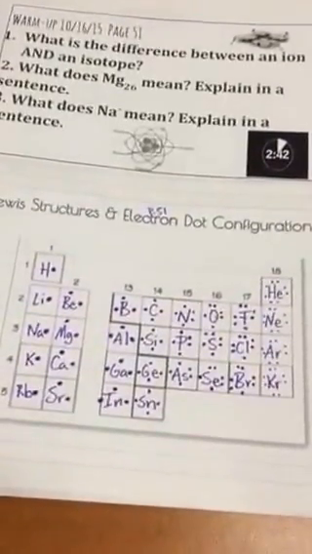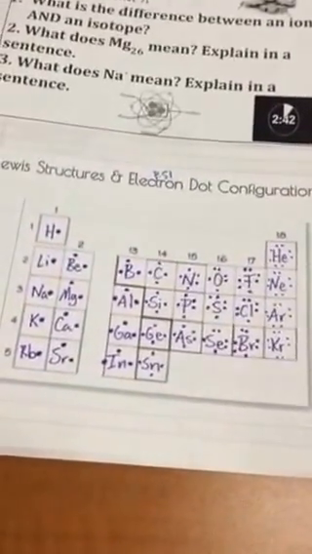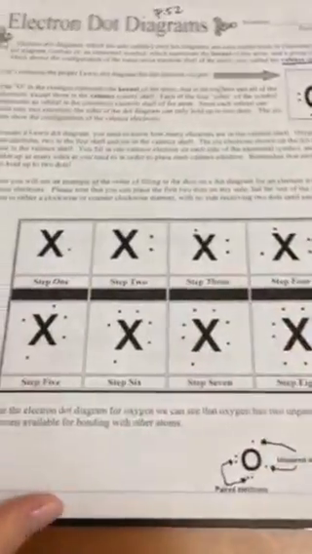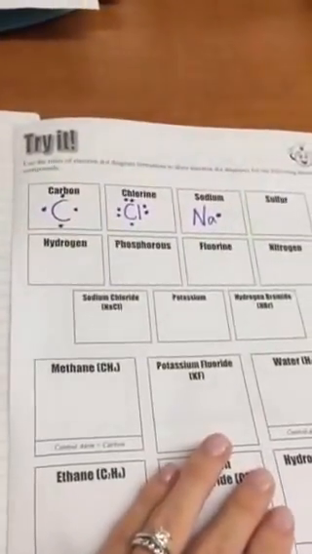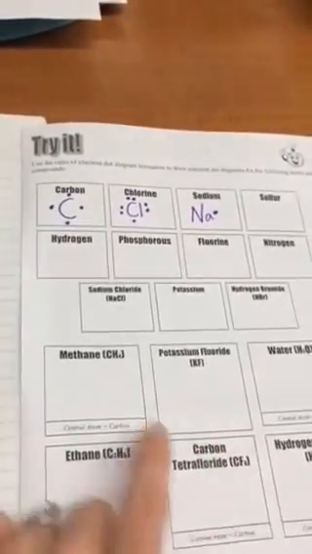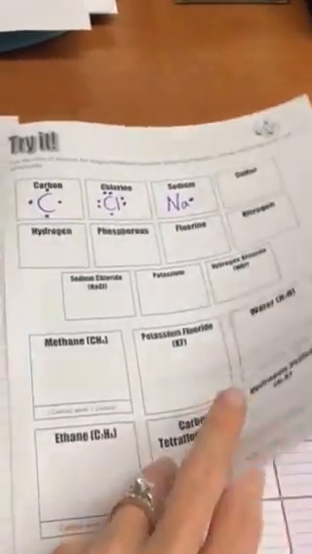And under that warm-up, we did the Lewis structure and electron dot configurations across from page 52, where we looked at the different electron dot configuration process, and we just did carbon, chlorine, sodium, sulfur, hydrogen, phosphorus, fluorine, nitrogen, and potassium. You are not responsible for doing the ones with multiple elements.